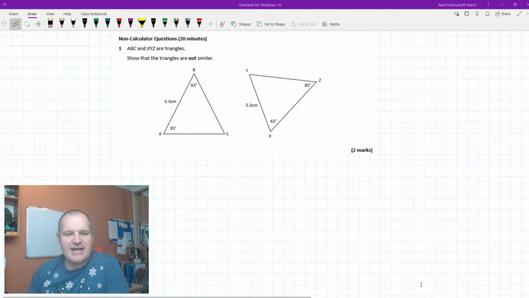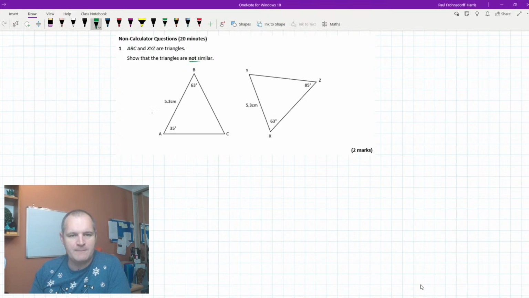It says ABC and XYZ are triangles. Now we have to show that they are not similar. So if we're trying to show something is not similar, we're trying to show that the angles are different. At the moment we've got some angles, but we need to show that they're different, and so to do so we need to find these missing angles. So I'm going to do 35 and 63 is 98, and 180 minus 98 is going to leave me with 82 degrees. So I've just worked out that this is 82 degrees.